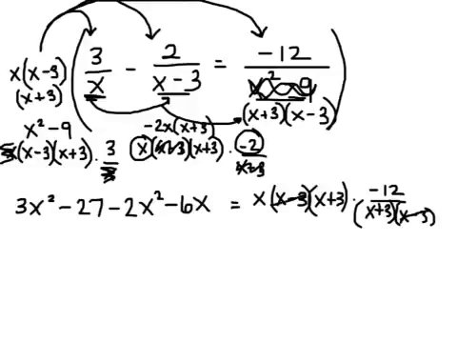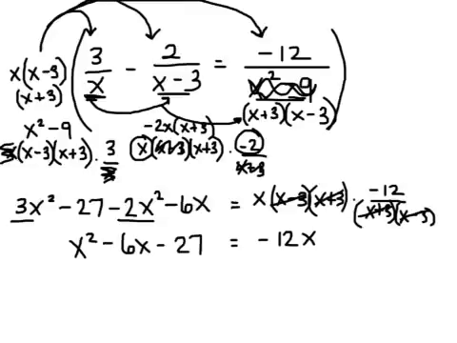This cancels with this, that cancels with that, and I'm left with negative 12x. If I combine like terms over here, I have x squared minus 6x minus 27 equals negative 12x. Now I have a quadratic that I can solve. So I add 12x to both sides.